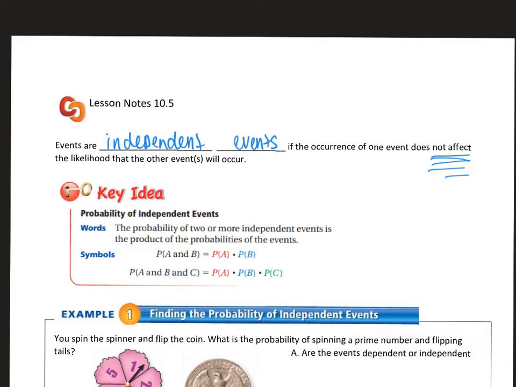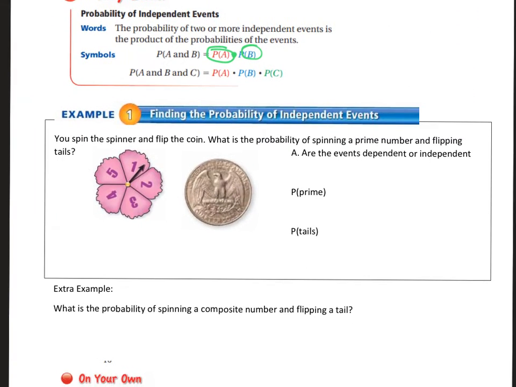Okay, so the probability of two or more independent events is the product, meaning multiply, of the probabilities of the events. So if some event A happens, you would find the probability of that and multiply it by the probability of some event B. So let's take a look at an example of this.